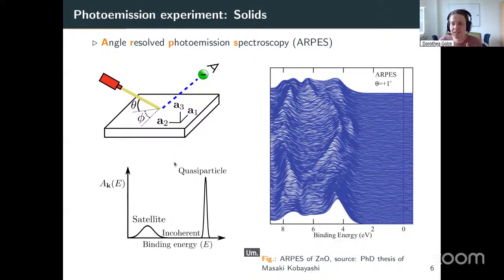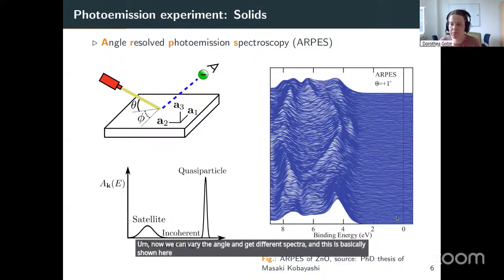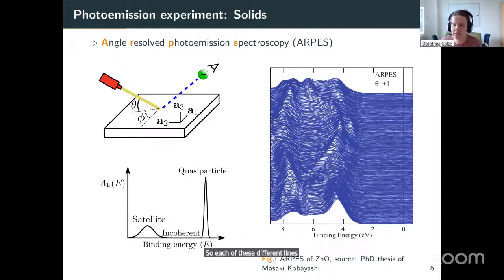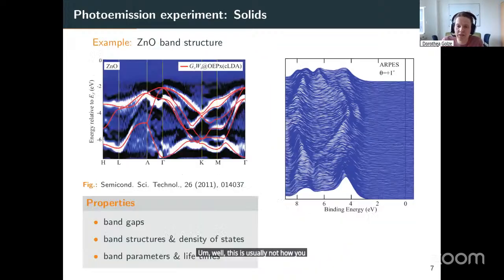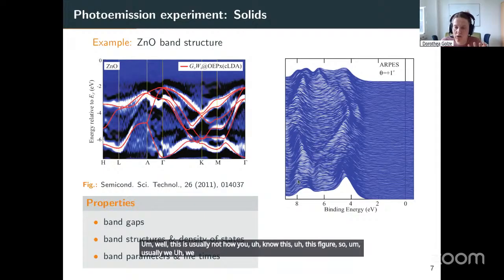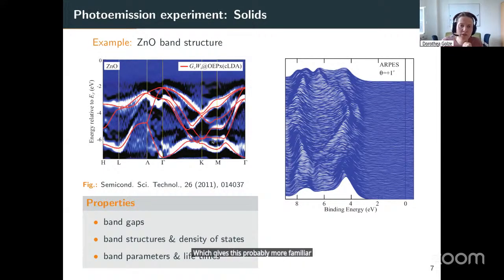Now we can vary the angle and get different spectra, and this is shown here. There are many spectra with different k vectors stacked behind each other. Each of these different lines is recorded at a different angle. Usually this is not how you see this figure. Usually we plot along a certain angle dependence, or along certain special points in the Brillouin zone, which gives this probably more familiar plot of band structures.